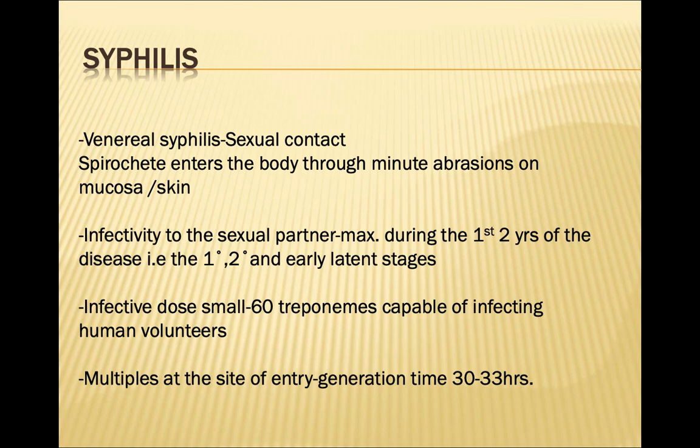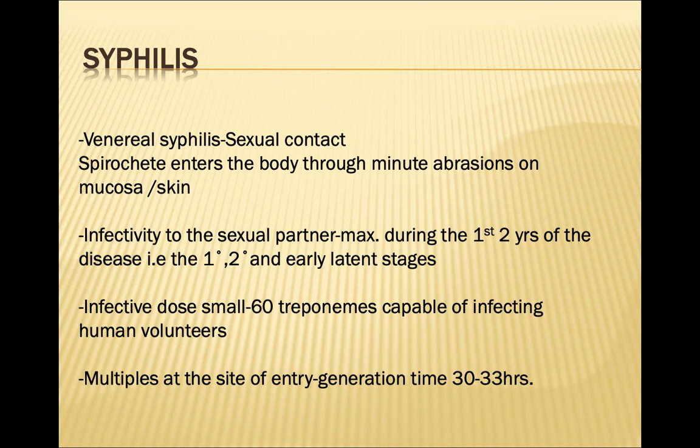So these Treponema pallidum, as I already said, causes a sexually transmitted disease which is called syphilis. Venereal syphilis usually occurs due to sexual contact. The spirochetes enter through minute aberrations on the mucosa or the skin. The infectivity to the sexual partner occurs most commonly during the first 2 years of the disease, that is, in the primary, secondary or early latent stages of the disease.